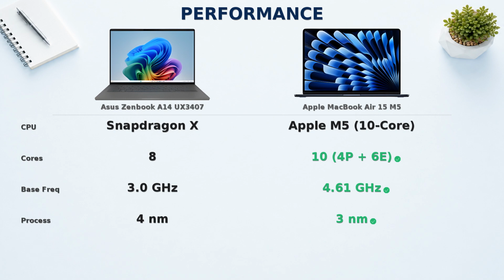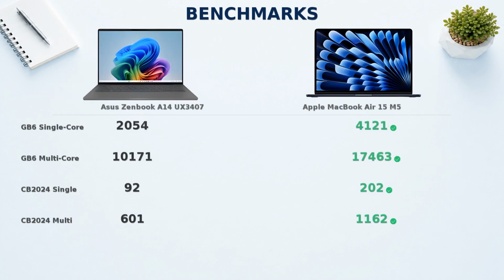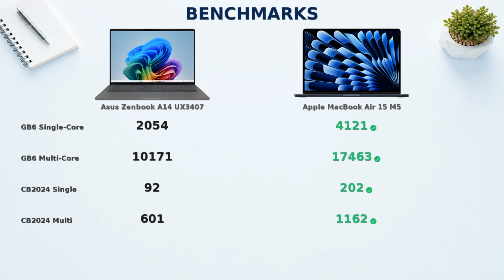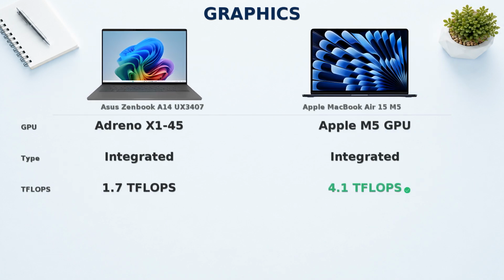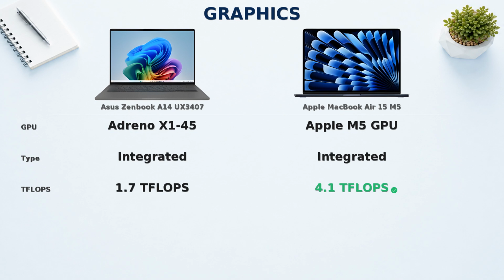What matters is that the MacBook Air consistently finishes demanding tasks faster, so your editing or coding sessions feel less interrupted. Every benchmark here shows the MacBook Air pulling ahead, with the biggest lead in single-core tests and a clear advantage across the board. Zenbook uses the Adreno X1-45, while MacBook Air has the Apple M5 GPU, both integrated designs. On paper, the teraflops numbers are 1.7 for Zenbook and 4.1 for MacBook Air, but these aren't directly comparable. Real-world graphic speed will depend more on software support and how your favorite apps are optimized for each.